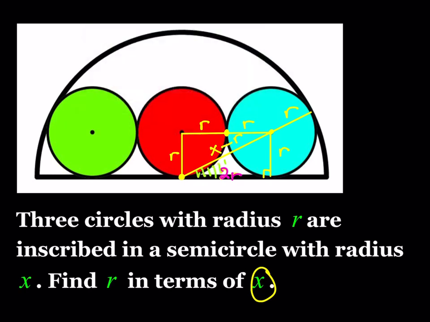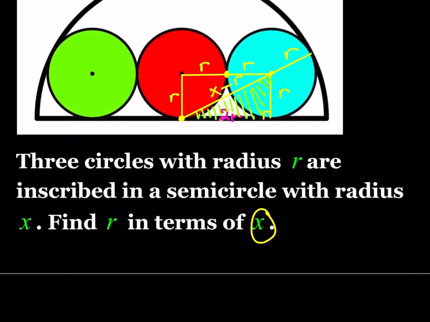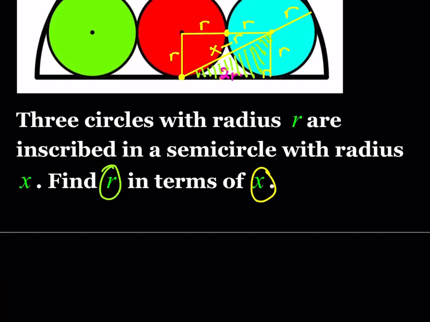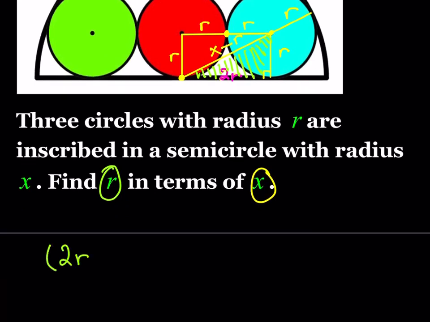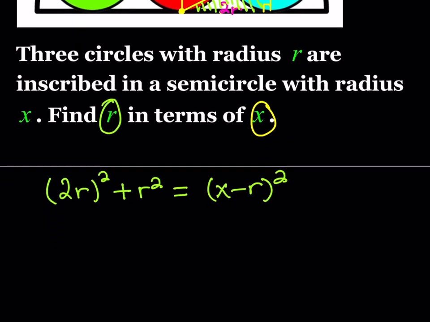Let me shade it for you so you can see it. This is the right triangle that I would like to use. Let's write down the Pythagorean theorem using that right triangle. Remember, our goal is to solve for r in terms of x, so we're trying to isolate r. But let's write down our equation first. The base is 2r, so (2r) squared plus r squared is going to equal the hypotenuse squared, which is (x minus r) squared.